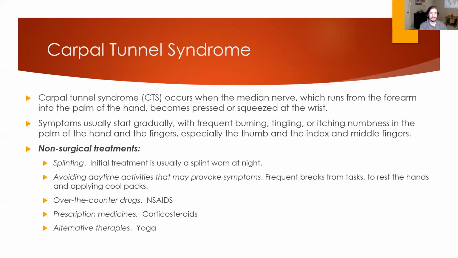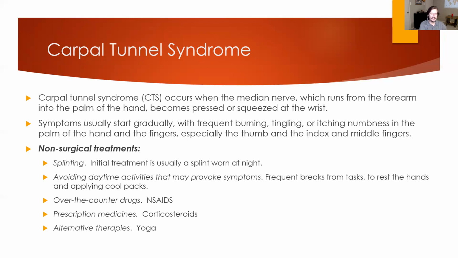Carpal tunnel syndrome, we've talked about this in the past. Carpal tunnel syndrome is something that affects the nerves in your wrist, basically. It goes along the forearm to the palm of the hand, and when it's pressed and it starts to squeeze, it becomes very irritated. So that burning, tingling sensation in the palms of your hands. We see this a lot with people who type and work in certain professions.